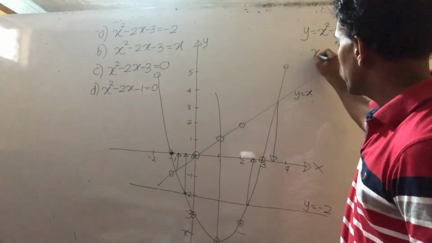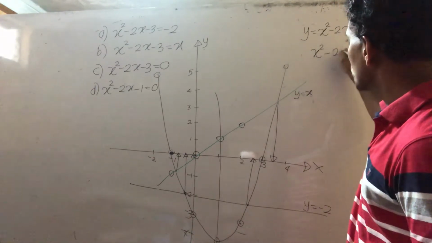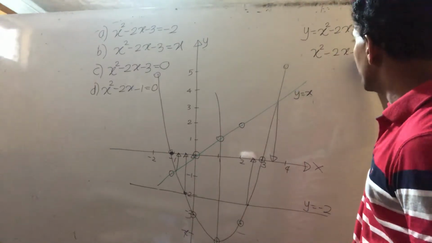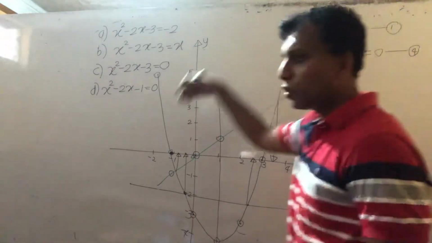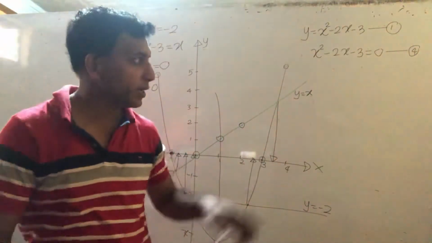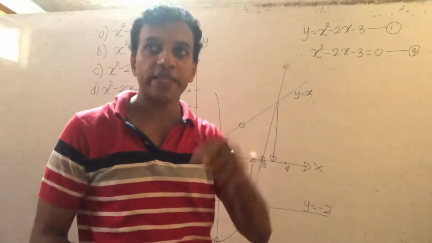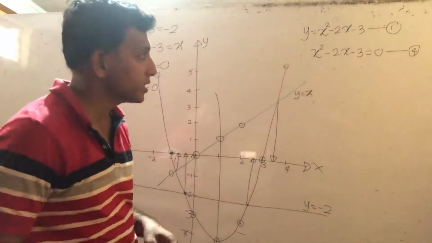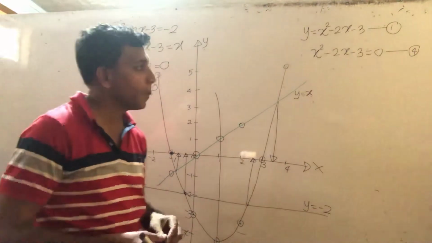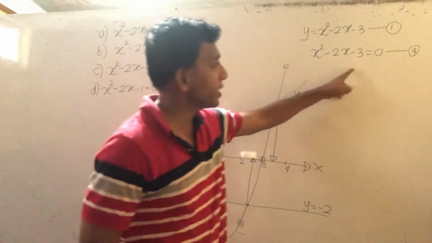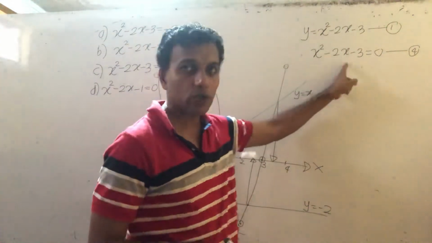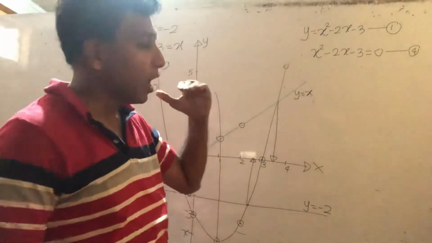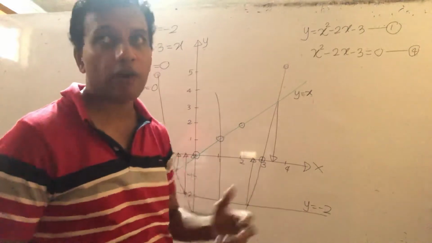x squared minus 2x minus 3 equals 0. Call this the fourth one. After solving, you can refer to your grade 11 book, the graph chapter, which has many solved questions. Solve this quadratic equation. It can be factorized, but let us see how to find the answer using the graph.